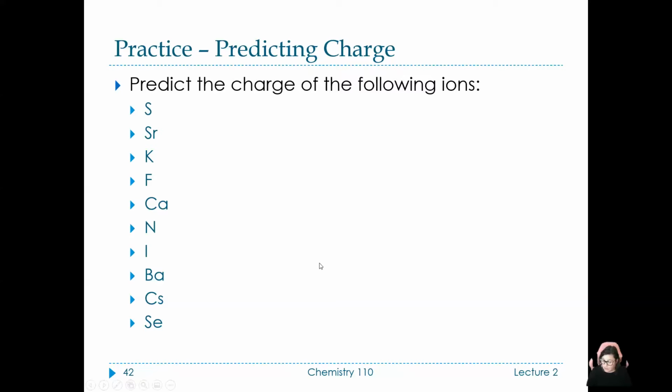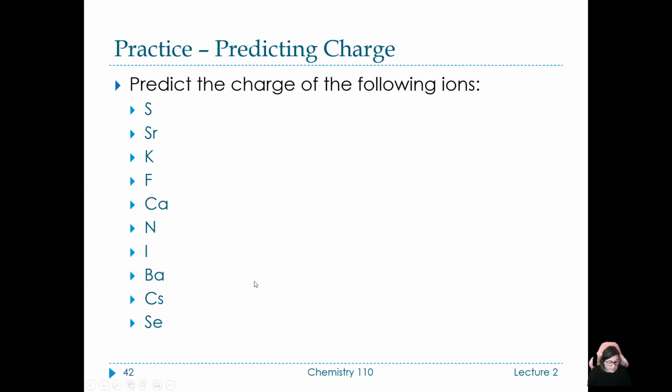I, on the other hand, is number 53. It's one of the halogens. It's in group 7A. And so it needs to pick up 1 electron to become like Xe, or xenon. All right, so I-. Ba. Well, Ba is in group 2A again. It's number 56. Since it's in 2A, it needs to lose 2 electrons to go back and be like xenon. So Ba2+.